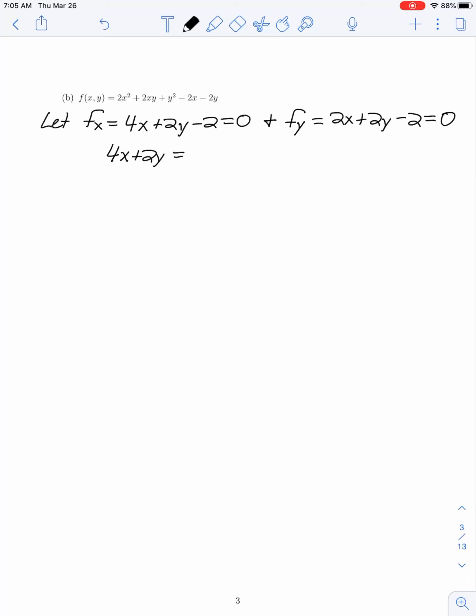So looking at our first equation, if we simplify a little bit, we have 4x plus 2y has to equal 2, or if I divide through by 2, I find 2x plus y has to be 1. And in a similar way, if we look at our second equation, I have 2x plus 2y is equal to 2, or dividing through by 2, x plus y has to equal 1. So in order to have a critical point, both of these conditions, 2x plus y equals 1 and x plus y equals 1, have to be satisfied.